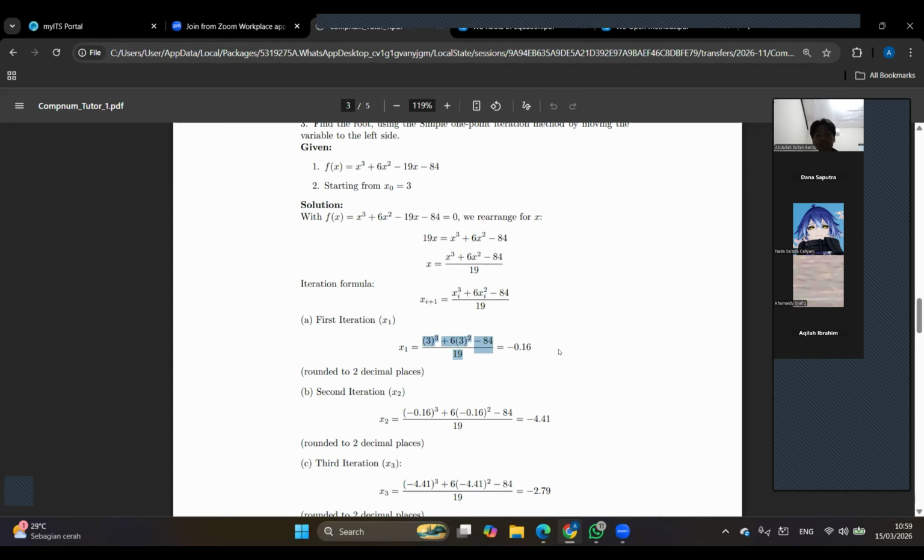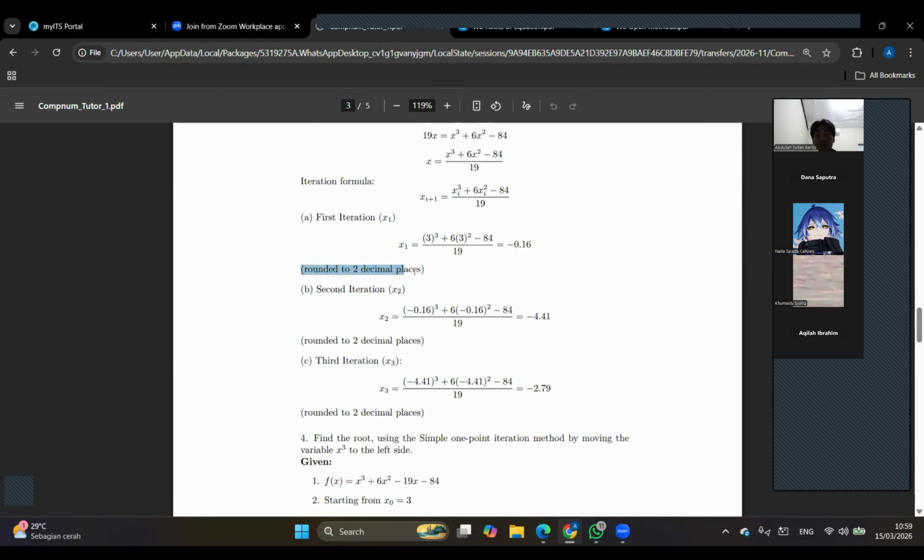And after we calculate this, we will get that x1 is equal to minus 0.16, rounded to two decimal places. And for the second iteration, we do the same. We use the first iteration x1, that is minus 0.16, and substitute it to the formula here, xi here. So we just substitute it here and here. And then after we calculate this, we will get that x2 is equal to minus 4.41.